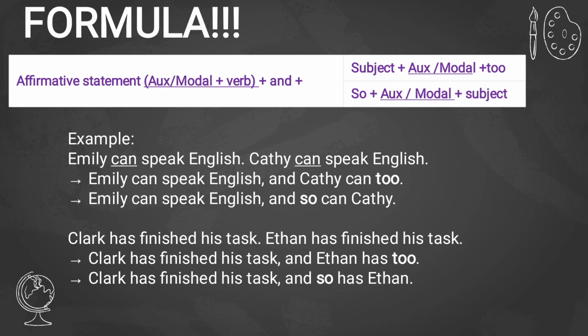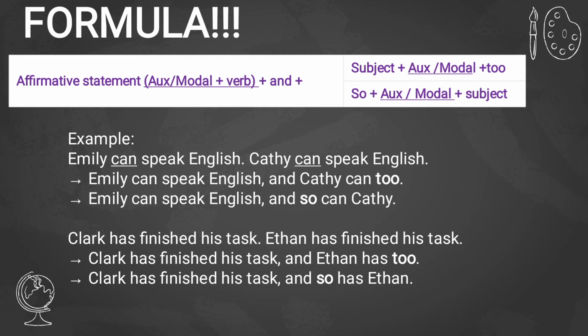Next, the second formula is affirmative statement containing auxiliary or modal and then followed by verb. And then followed by and, after that subject and then auxiliary or modal and then the word too. If you want to use the word so, after so, it will be followed by auxiliary or modal and then the subject. For example, Emily can speak English.